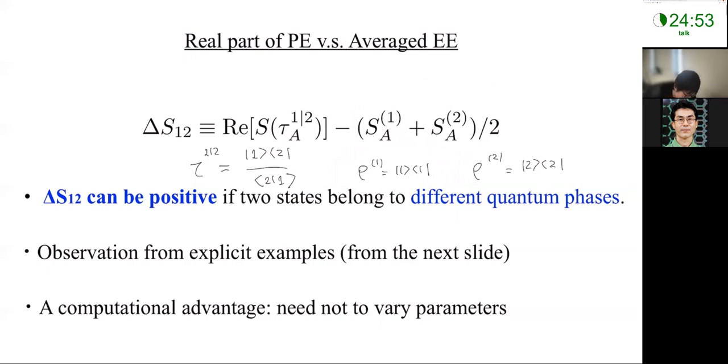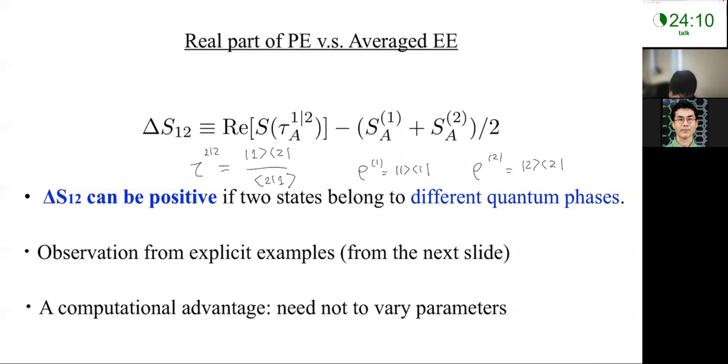And if we study it in quantum field theory, in many cases we can see the real part of the pseudo entropy is smaller than the average entanglement entropy. But if we consider a more general state, like a gapped system, it's not necessarily the case, at least as far as we observe. And the main statement of this part is, if we consider this delta S12, it can be positive when the two states, state one and state two, belong to different quantum phases. This is our claim, and it is confirmed in several examples.